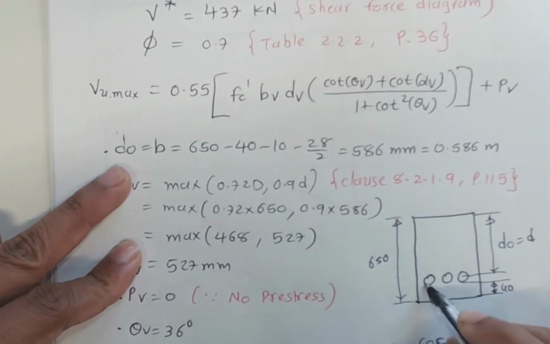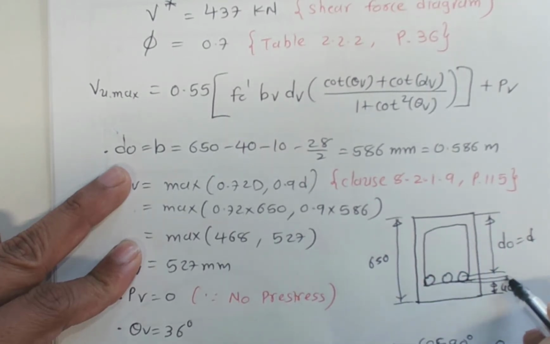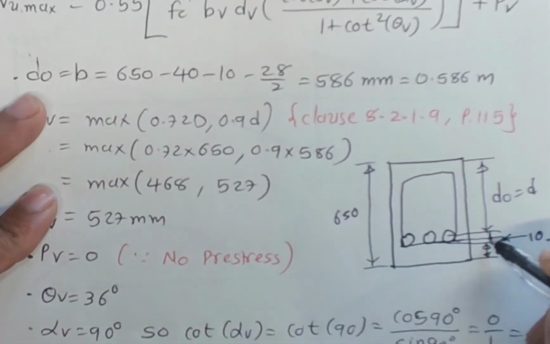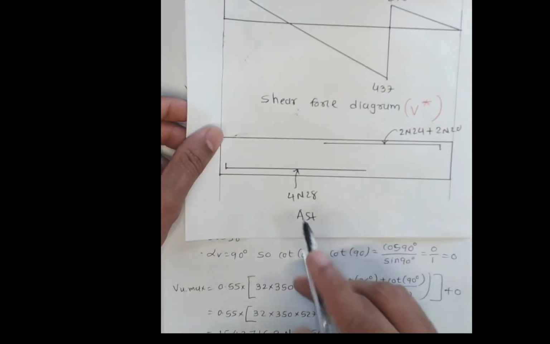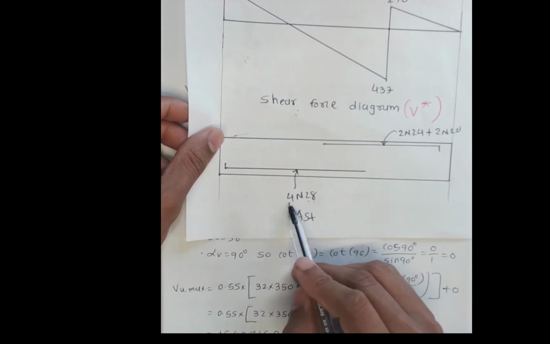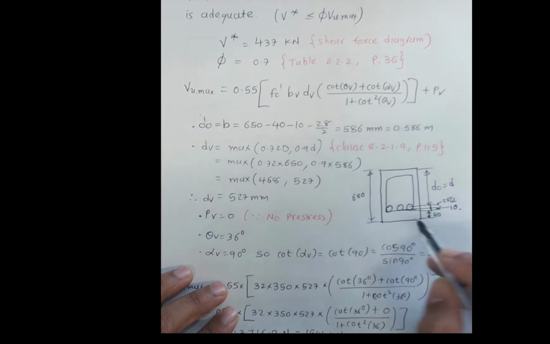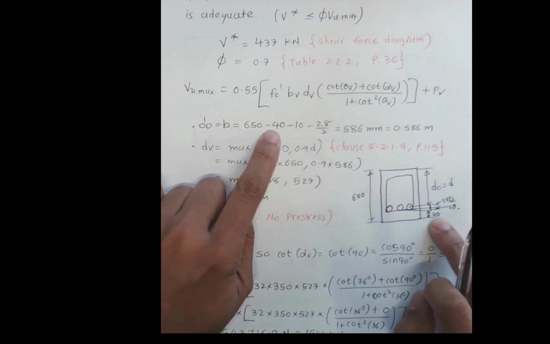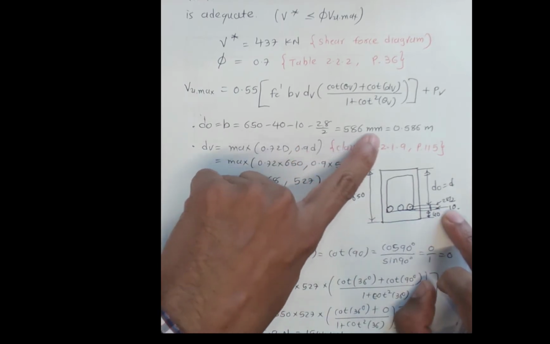And we have stirrups that go here. The stirrup diameter is 10, which we assumed as R10, so that is 10 millimeters. The reinforcement at the bottom is 4 bars of 28 millimeters, so we have 28 divided by 2 because this is measured to the center of the reinforcement. So this distance can be calculated as 650, take away the cover 40, take away the stirrup 10 millimeters, take away 28 by 2, which gives us 586 millimeters.